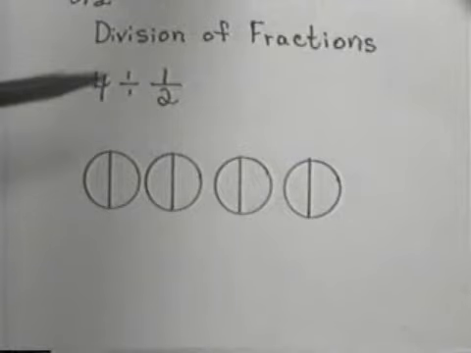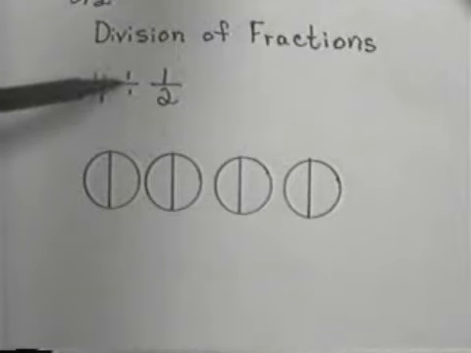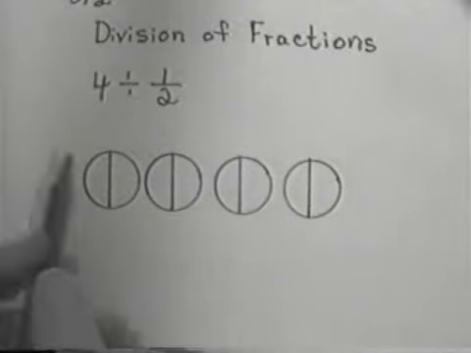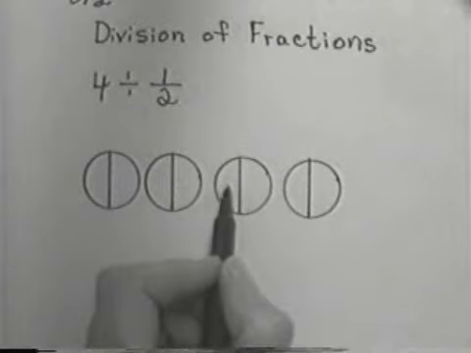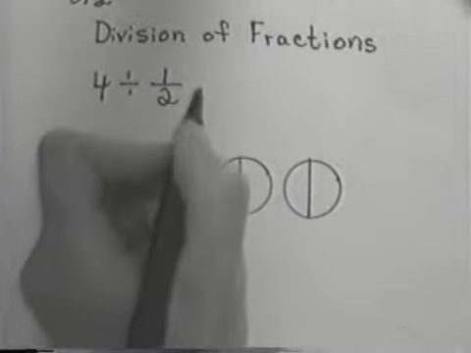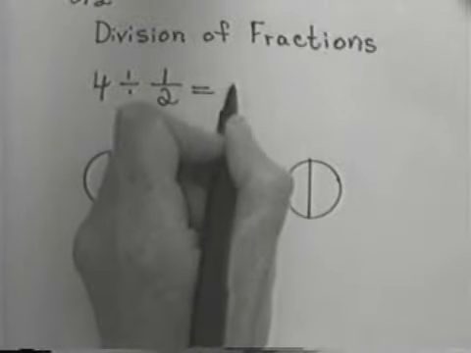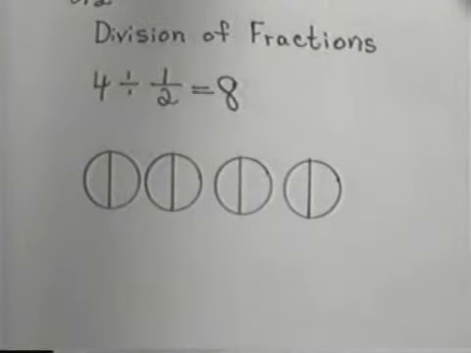Now the question is, how many halves are there when I take 4 and divide it into halves? So if I count, I have 1, 2, 3, 4, 5, 6, 7, 8. So 4 divided into halves gives us 8. So there are 8 halves when we take 4 and divide it by half.